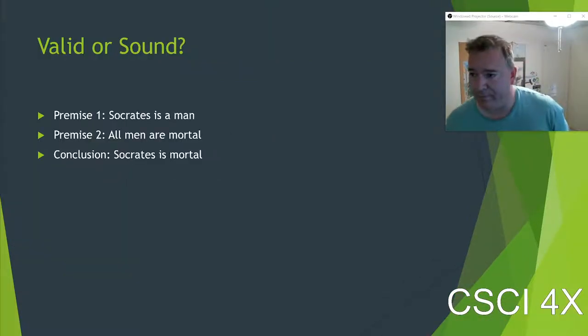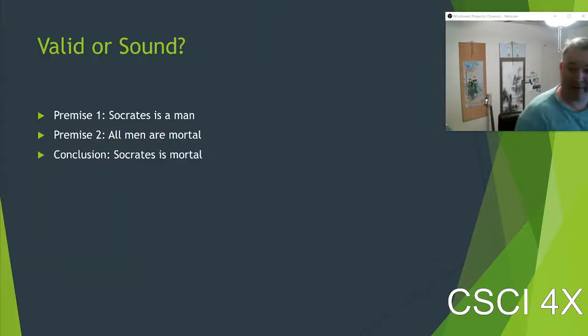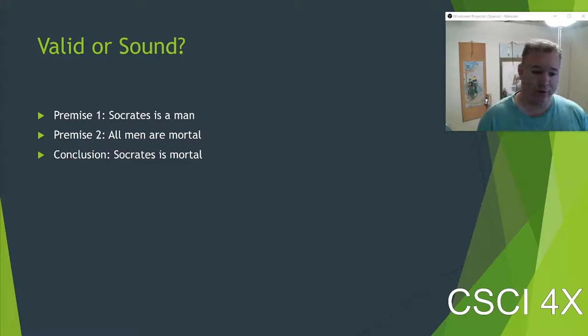Okay. Let's just go over this one more time. So, premise one, Socrates is a man. Premise two, all men are mortal. Conclusion, Socrates is mortal. What do you think? X is Y, all Y are Z, therefore X is Z. What do you think? Is it valid, invalid, sound? What do you think? X is Y, all Y are Z, therefore X is Z.